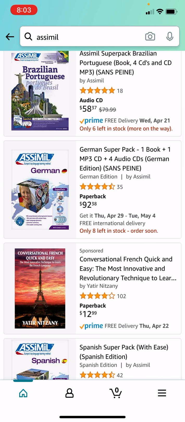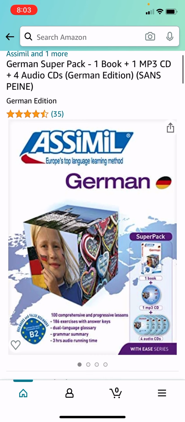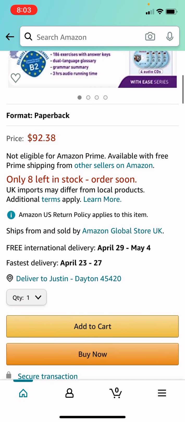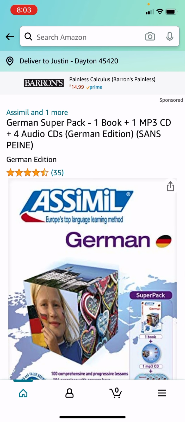German is $92. What do they have against German? Why is it so expensive? It's quite a bit more expensive than their other products. I don't know why. I couldn't answer that. Maybe if you go to their website, because sometimes on Amazon things will be sold by different suppliers.